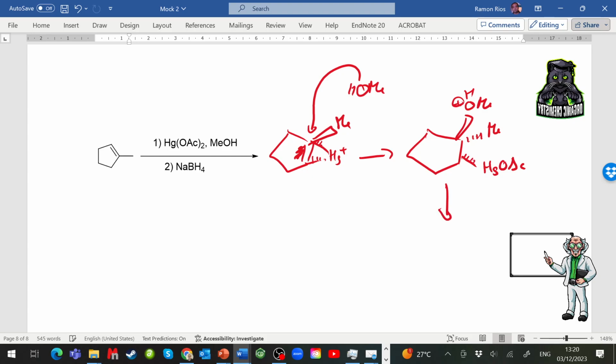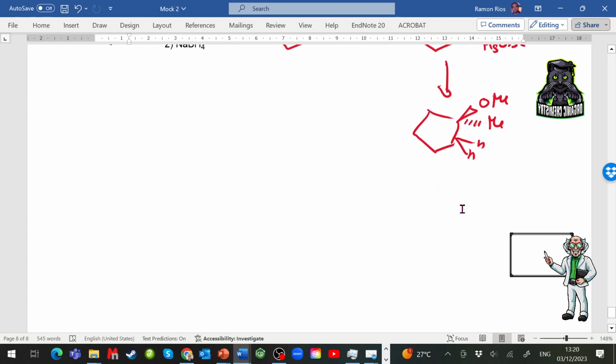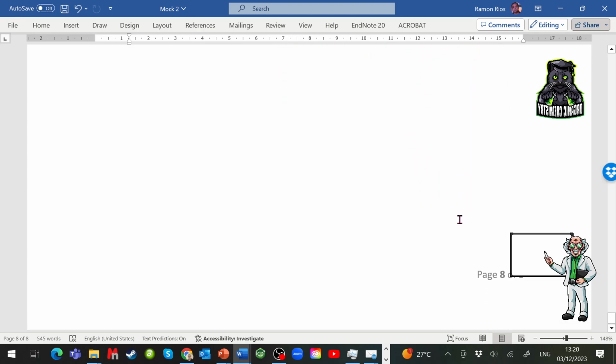And then with sodium borohydride, the only thing that we do is substitute the mercury by a hydrogen, and what we will get is this compound. Okay? And that's all.